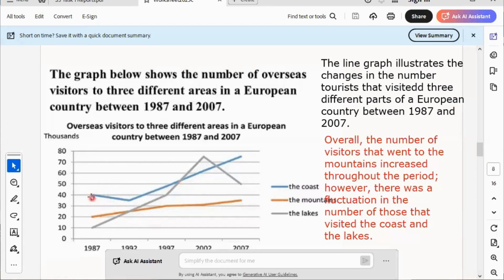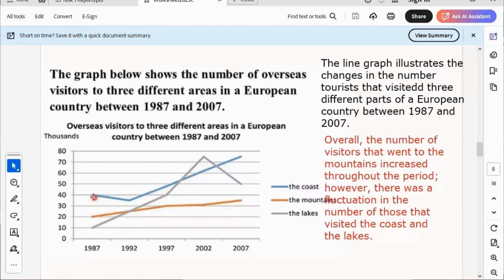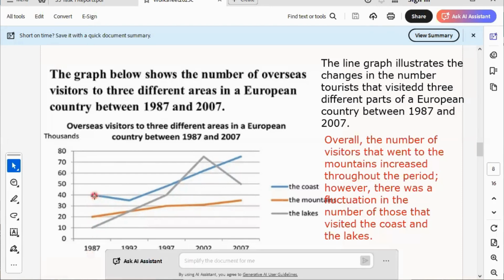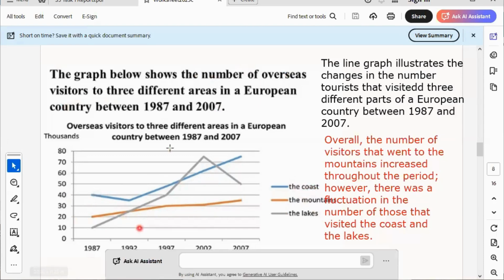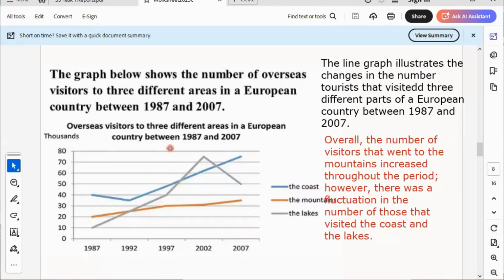To start with, the coast was 40,000 in 1987. In 1987, the coast was 40,000. No. That's bad sentence construction. This thing here is not just the coast. It represents what? Number of visitors to the coast. So you cannot just say the coast was 40,000. What does that mean? It doesn't mean anything. These are things you look out for to be sure that you are constructing your sentences correctly. This is extremely important. Okay?